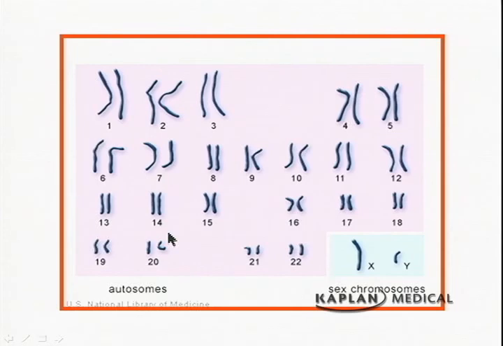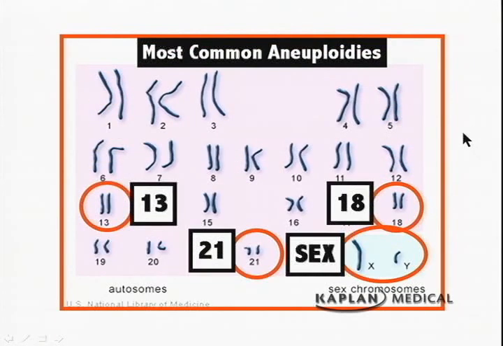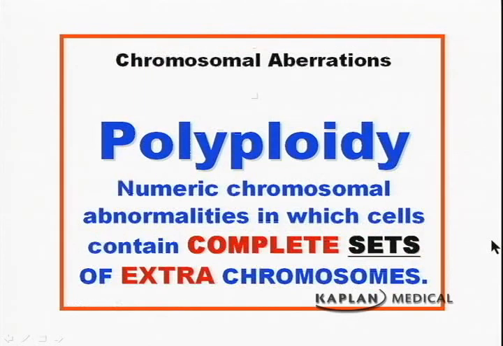Then we get our small chromosomes, which are the third line and the fourth line, and over here we have our sex chromosomes. Now, which is going to be the most common that you can expect on the exam? The most common aneuploidies are trisomy 13, trisomy 18, trisomy 21, and your sex chromosomes. Now, why don't we see a trisomy 19? I don't have any good explanation for that. I don't know why, but if you would remember 13, 18, 21, and the sex chromosomes.